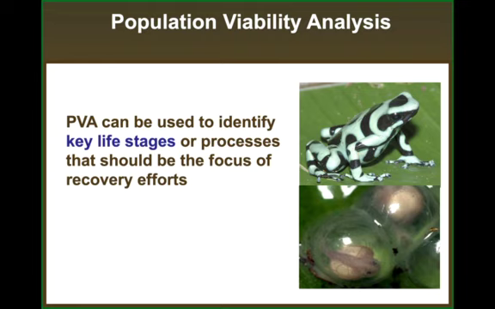PVA can also be used to identify key life stages or processes that should be the focus of recovery efforts. And in this example, we have at the top an adult frog and at the bottom the tadpole. And what that's just referring to is that we might find that increasing survivorship at the tadpole stage makes more or less of a difference than increasing survivorship at the adult life stage.